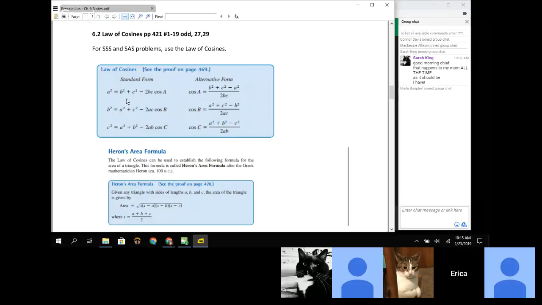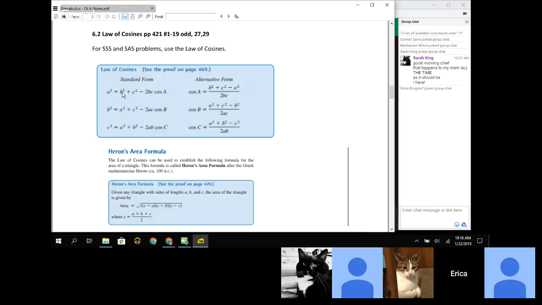So what they've done is they've taken this standard form and they've basically rewritten it so that instead of having a squared equal something, this is when you're trying to solve for a side. If you're trying to solve for an angle, they've solved the formula for you. So they've given it to you in 2 formats, which is nice. If you need to solve for the cosine of A, you don't have to sit there and rewrite this formula. You can just use this alternative form of that same equation.